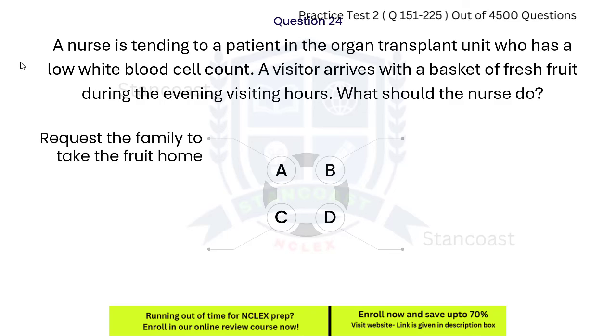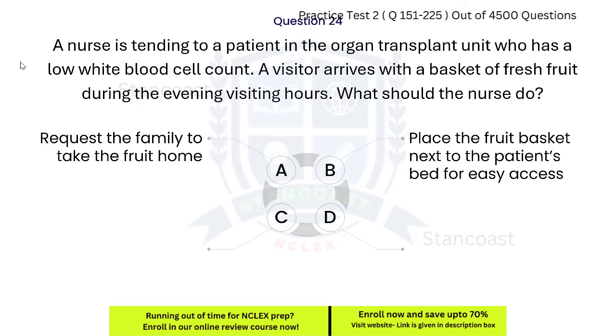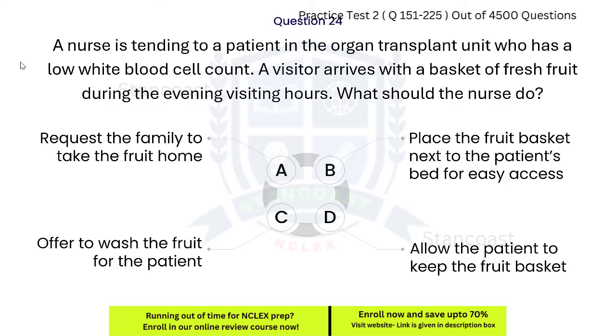A. Request the family to take the fruit home. B. Place the fruit basket next to the patient's bed for easy access. C. Offer to wash the fruit for the patient. D. Allow the patient to keep the fruit basket. Consider the infection risk for immunocompromised patients. The correct answer is A.